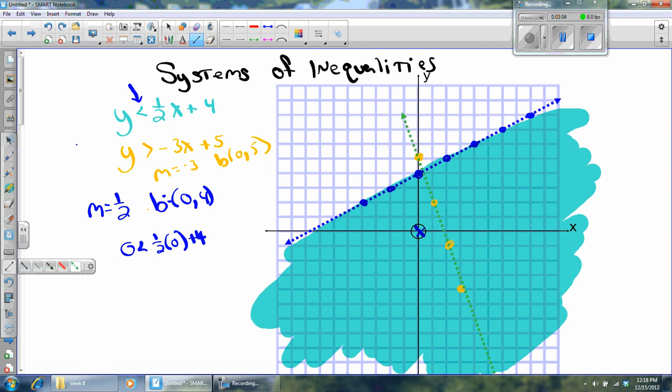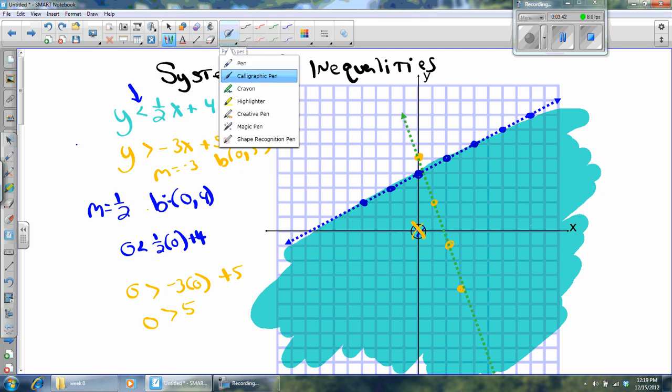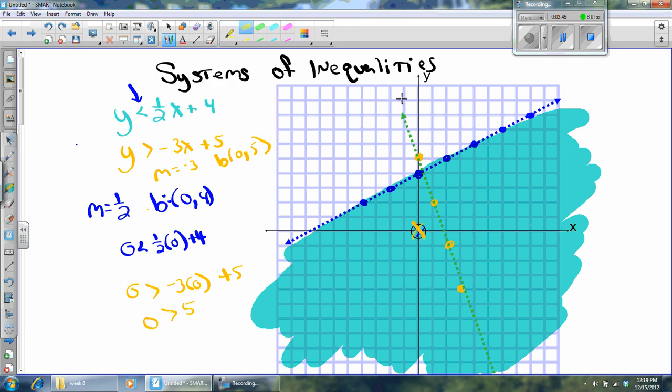And now I've got to shade, and I think I've got a yellow highlighter ready to go here. Well, first of all, I didn't test, did I? So let me get out of highlighter mode. I'm going to put 0 is greater than -3 times 0 plus 5. The right-hand side simplifies to 5, and the left-hand side is 0. Is 0 greater than 5? No. So I'm not going to shade the origin side of the line. I'm going to shade the other side, so I come over here with my highlighter and shade over here.